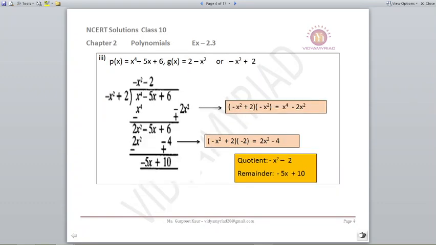Third part: x raised to power 4 minus 5x plus 6 is to be divided by 2 minus x square. It will be written in order form, that is minus x square plus 2. The constant or the number will be written at the last. So I need x^4, which is already there, and I want minus x square to be multiplied by minus x square to get x raised to power 4.